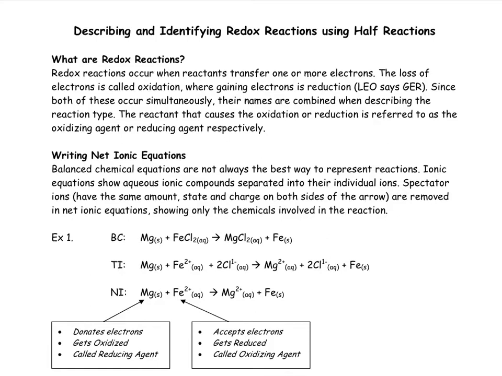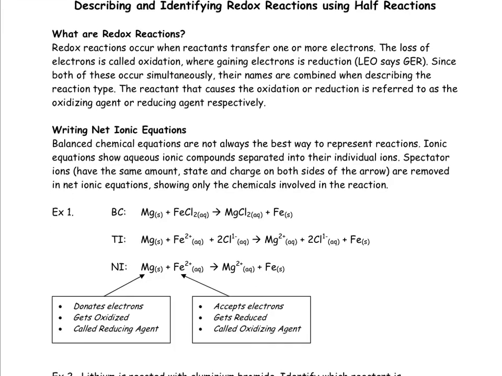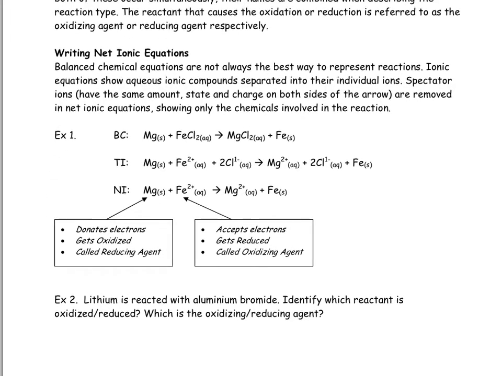In order to identify the spectator ions, look for chemicals that have the same amount, same state, and same charge on both sides of the arrow. Here's an example. If I do a single displacement reaction with magnesium and iron 2 chloride, here's the balanced chemical equation.